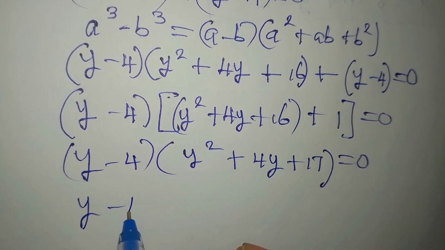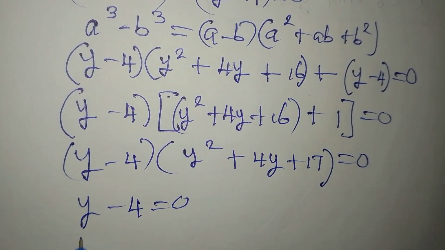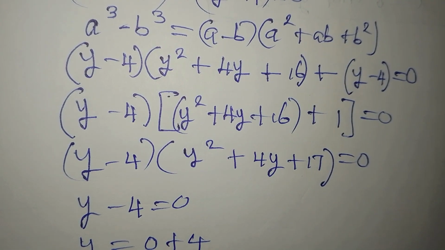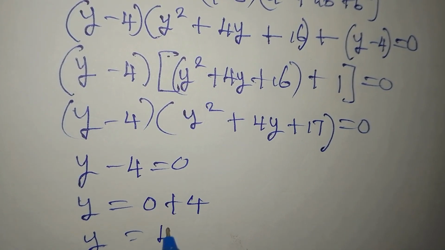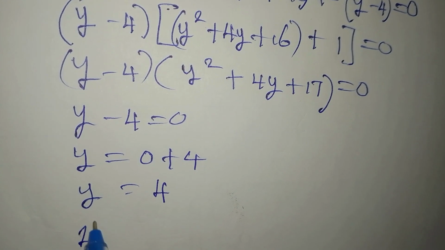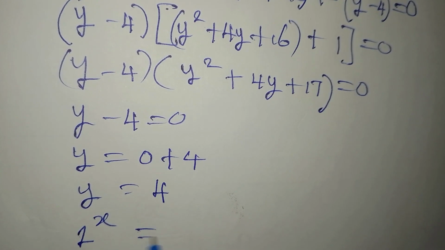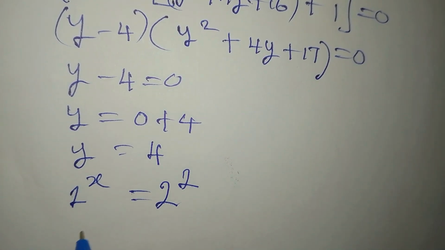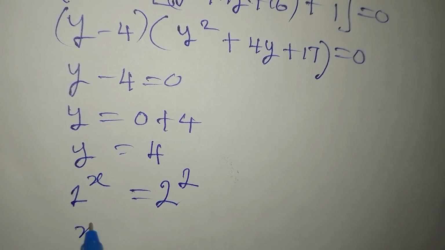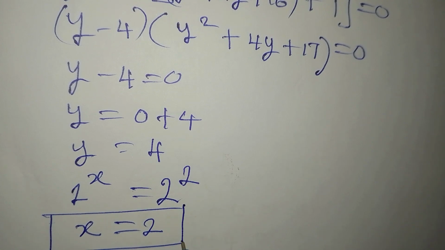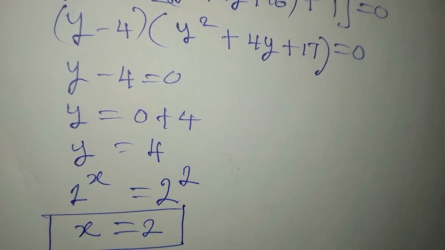So if y minus 4 is equal to 0, then y is equal to 0 plus 4, and then y is equal to 4. But mind you, when we say that y is equal to 2 to the power of x, so 2 to the power of x is equal to 4, and 4 is 2 to the power of 2. Now the bases are the same, so that our x will be equal to 2. So we have this already as the real solution to the problem.